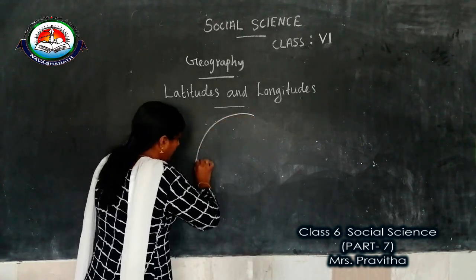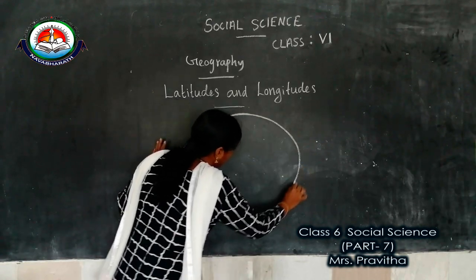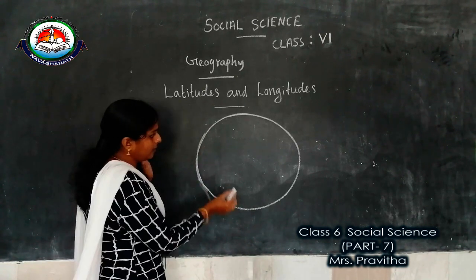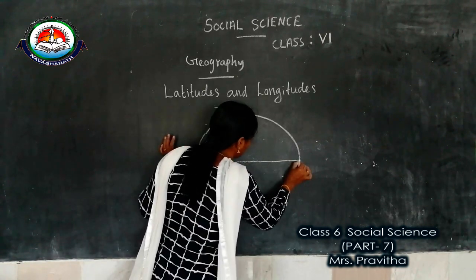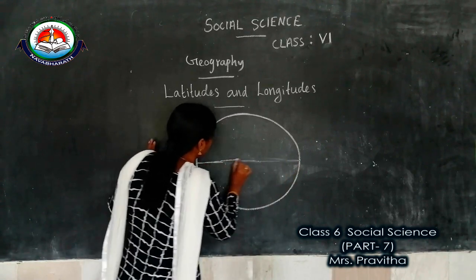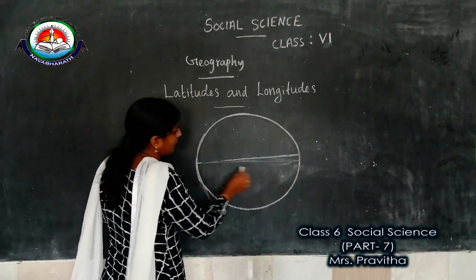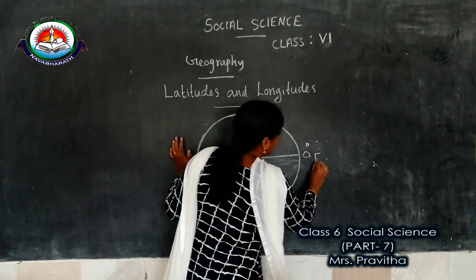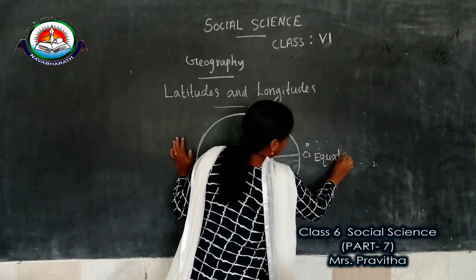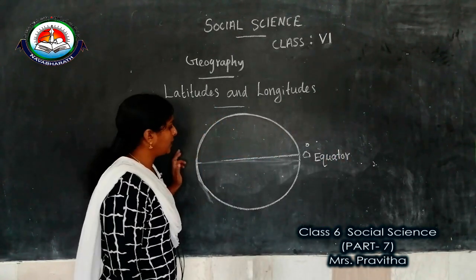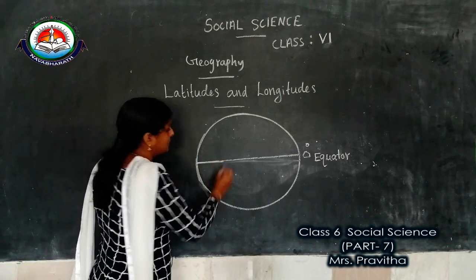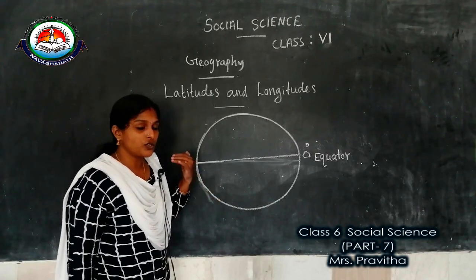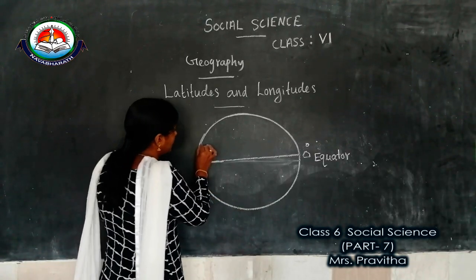Now we will discuss which are the important latitudes. Any confusion, children? Horizontal lines drawn on the globe are known as latitudes. 0 degree latitude is known as the equator. This is the biggest latitude. Which is the biggest latitude? Equator. 0 degree latitude is known as the equator. Clear? And next, 23 and half degree north and 23 and half degree south.